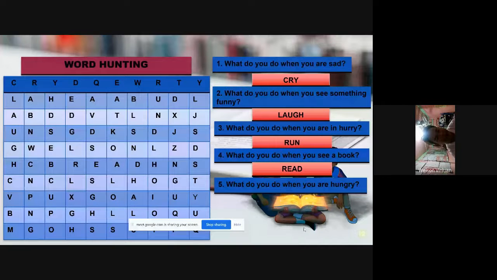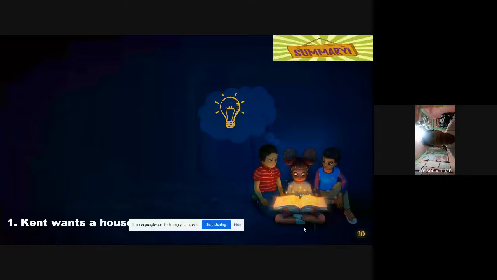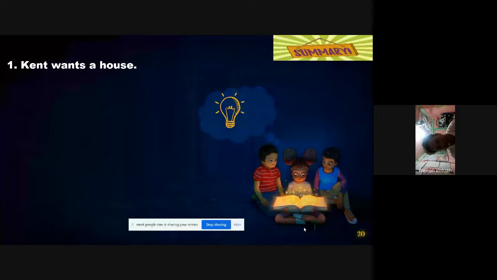Number 4, what do you do when you see a book? What do you do? Very good, read. And the last, what do you do when you are hungry? Okay, good. You eat. So, now I have here 5 sentences and you will identify the noun and verb.